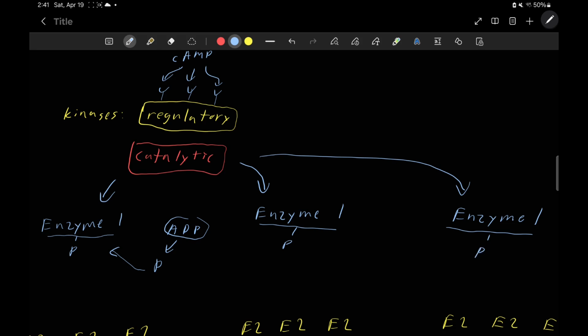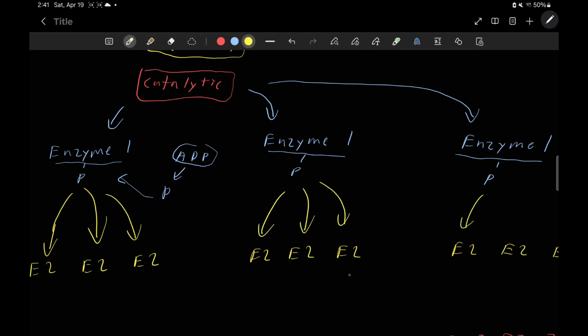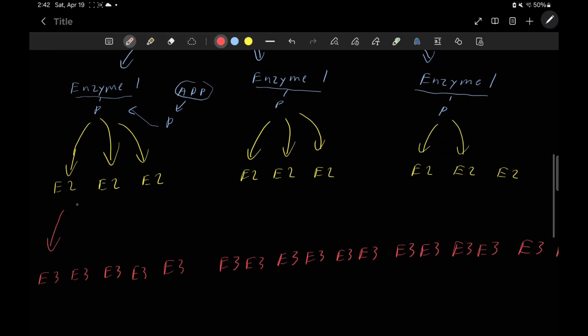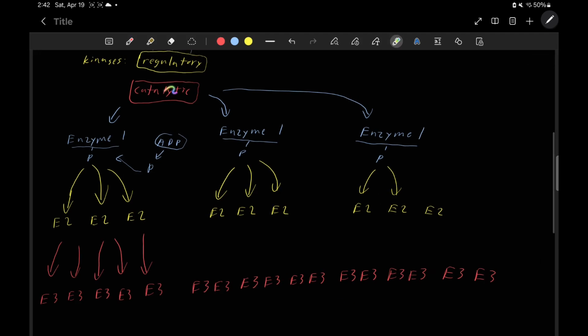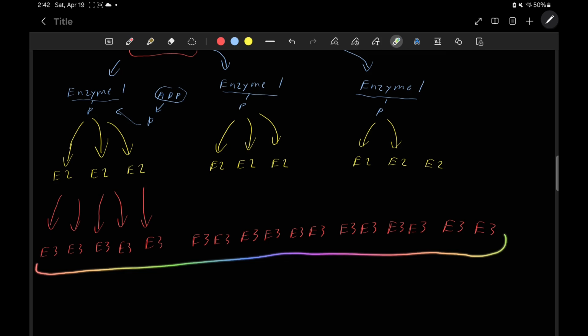But here's the cool part. Those enzymes can go and activate more enzymes. So each of these original enzymes can now go and activate each of these enzymes, and then each of these enzymes can go and activate all of these enzymes. As you can see, the total number of enzymes has increased a lot. You've gone from just one catalytic unit to a few of your first enzyme types to now so many enzymes. And this can continue and continue until you get a huge number of enzymes.